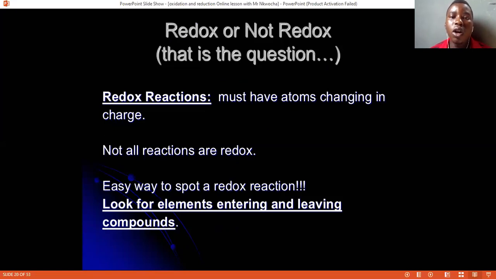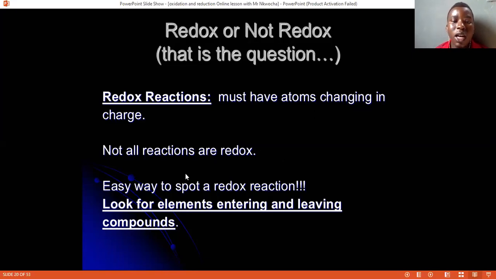All right, so redox or not redox. How do you identify a redox reaction? This question came out in WAEC last year and it had about 6 marks. WAEC gave about five equations. Three of them were redox equations, and two of them were not redox equations. So how do you know the ones that are redox, and how do you know the ones that are not redox?